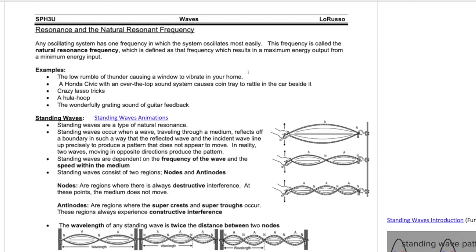Okay, so now the next thing on the agenda is we need to talk about standing waves. In order to talk about standing waves, we need to talk about resonance first. All right. So what is resonance? Well, resonance is a specific frequency or frequencies which all systems naturally want to vibrate at.